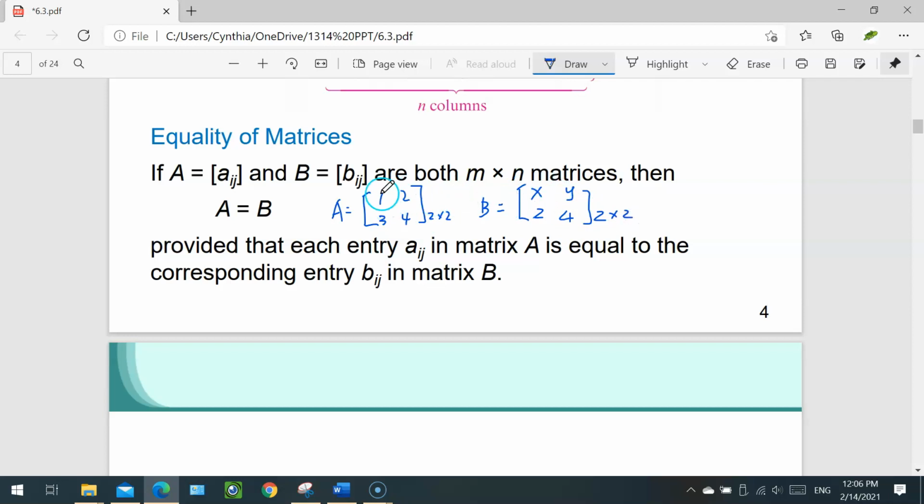So in that case, the corresponding positions are equivalent. From here, we can define X equal 1, Y equal 2, Z equal 3, and 4 equal 4. So when two matrices have the same dimension and the same corresponding entries, then matrix A is equal to matrix B.